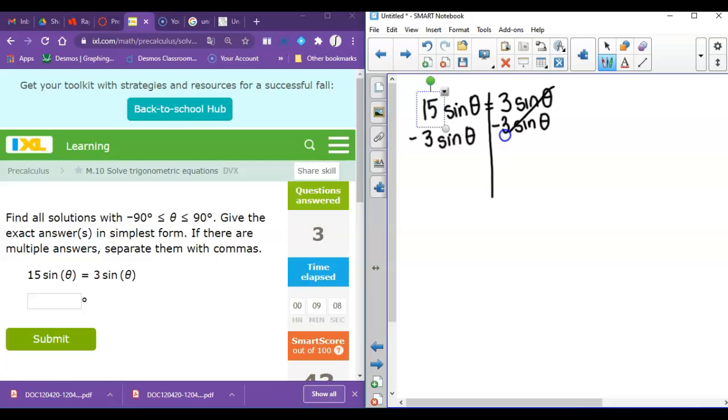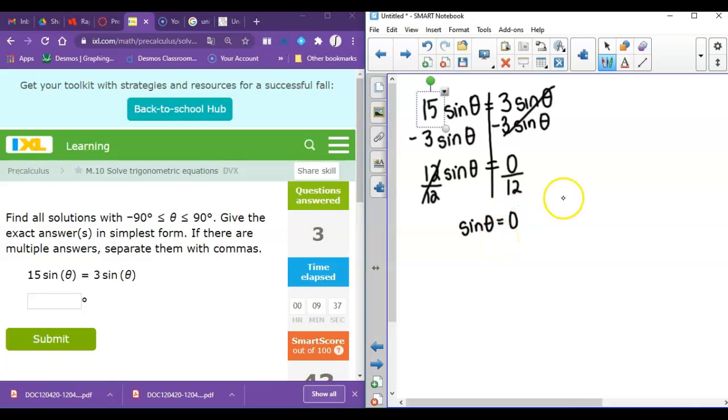So when I do that, that cancels out everything on the right-hand side. So I'm going to put a 0 there. And right here, I'm going to have 12 sine of theta. So here, I need to get rid of this 12, so I need to divide both sides by that 12. And so I just end up with sine of theta equals 0.